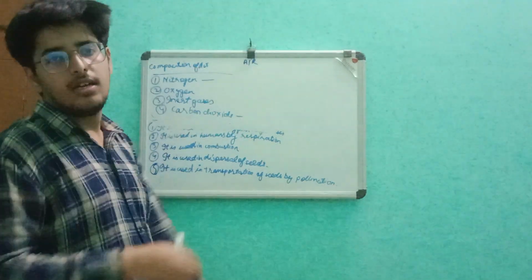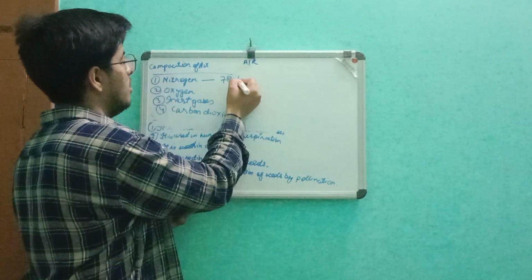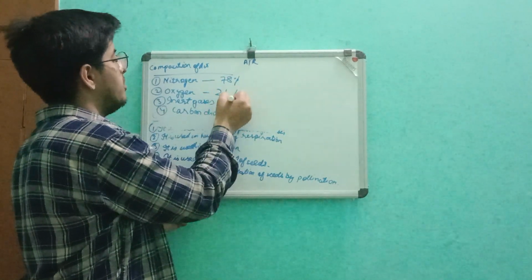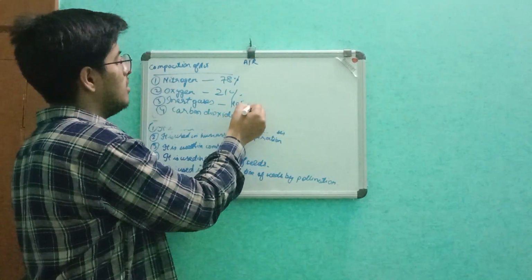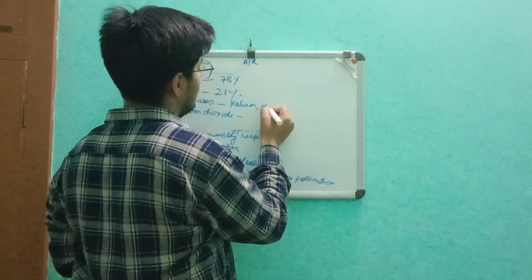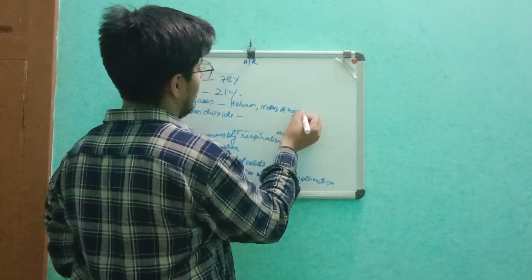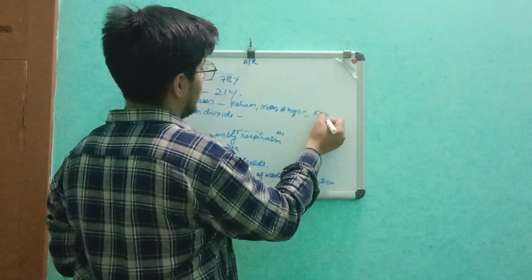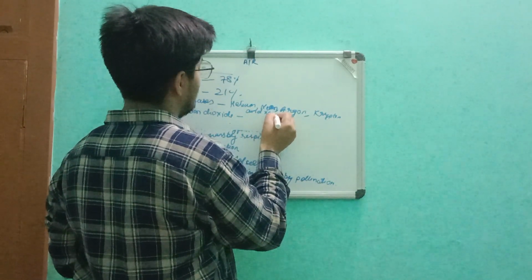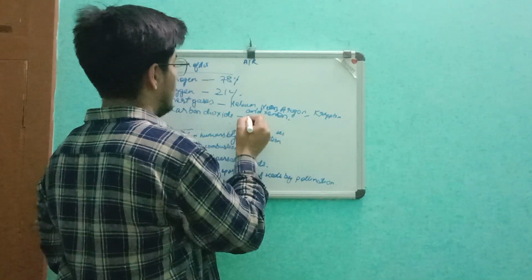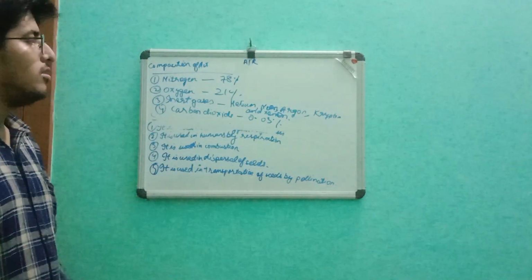Nitrogen is present mostly, around 78% in concentration. Oxygen is 21%. Inert gases like helium, neon, argon, krypton, and xenon. Carbon dioxide is 0.03% in concentration. So my topic now ends.